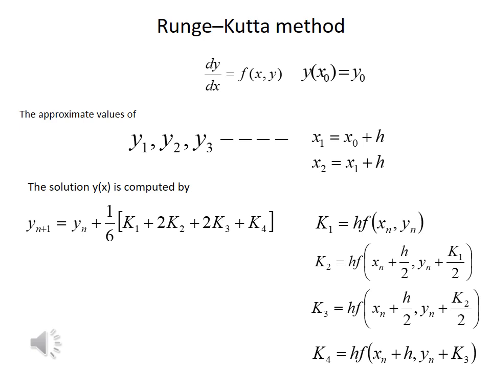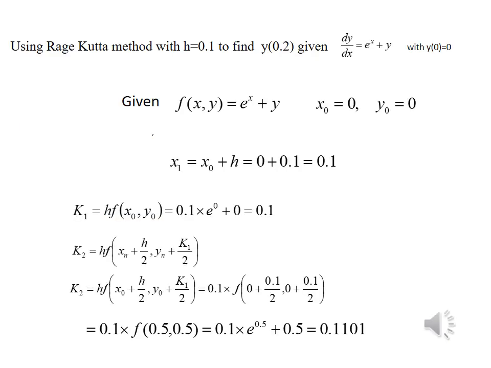Then yn plus 1 is calculated as yn plus 1 by 6 into k1 plus 2 k2 plus 2 k3 plus k4. Let us solve a problem using the Runge-Kutta method with h is equal to 0.1. Find y of 0.2 given that dy by dx is equal to e raised to x plus y with y of 0 equal to 0. So in that case you take f of x, y is equal to e raised to x plus y. From the question itself, the initial value is given, y of 0 equal to 0. So x0 is equal to 0 and y0 is equal to 0.